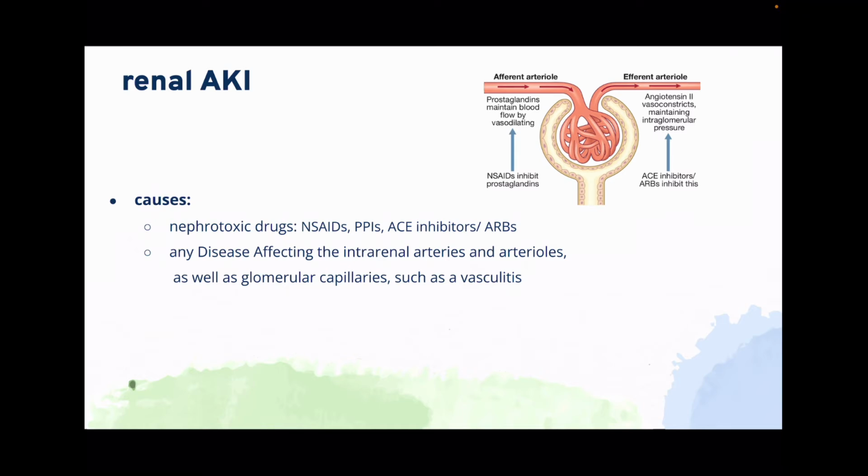So when NSAIDs inhibit the prostaglandins, the afferent arteriole will no longer be dilated, and this will affect the perfusion and the blood supply of the kidney.